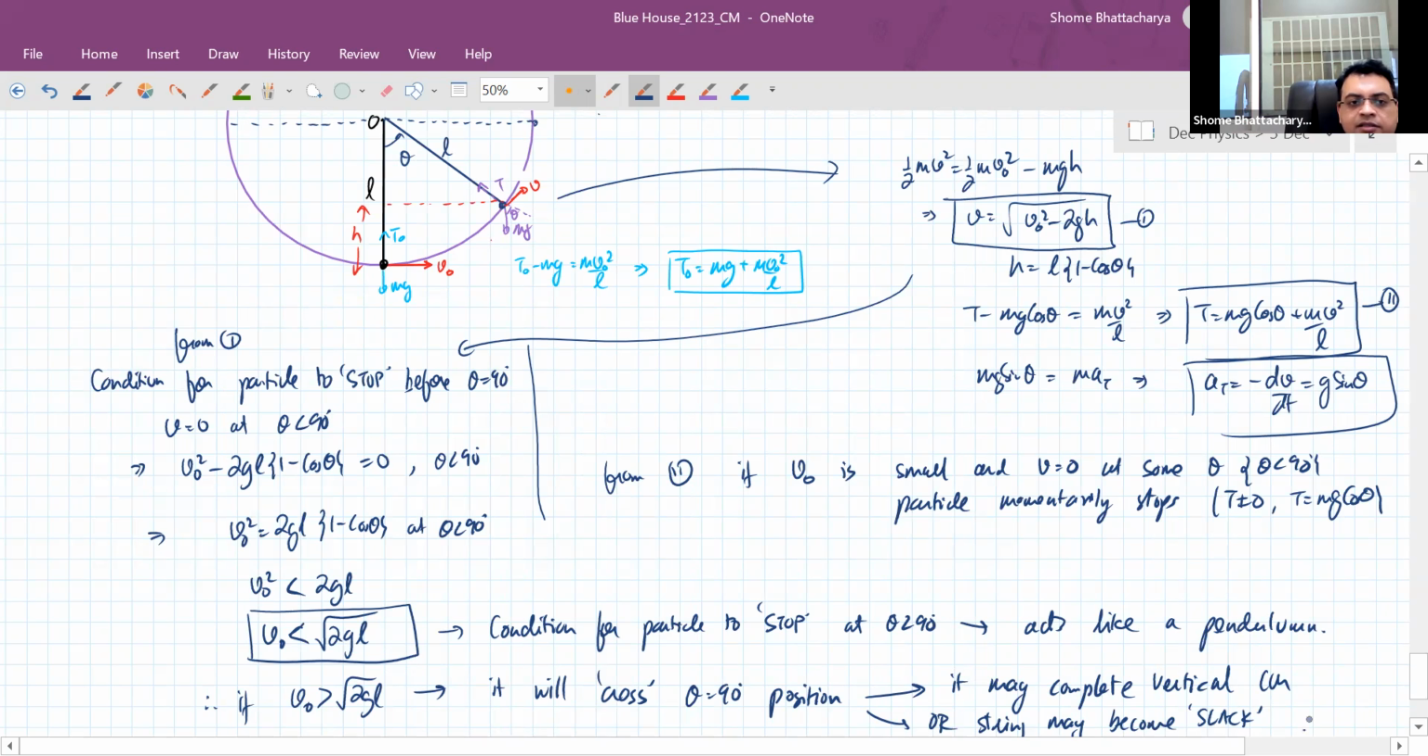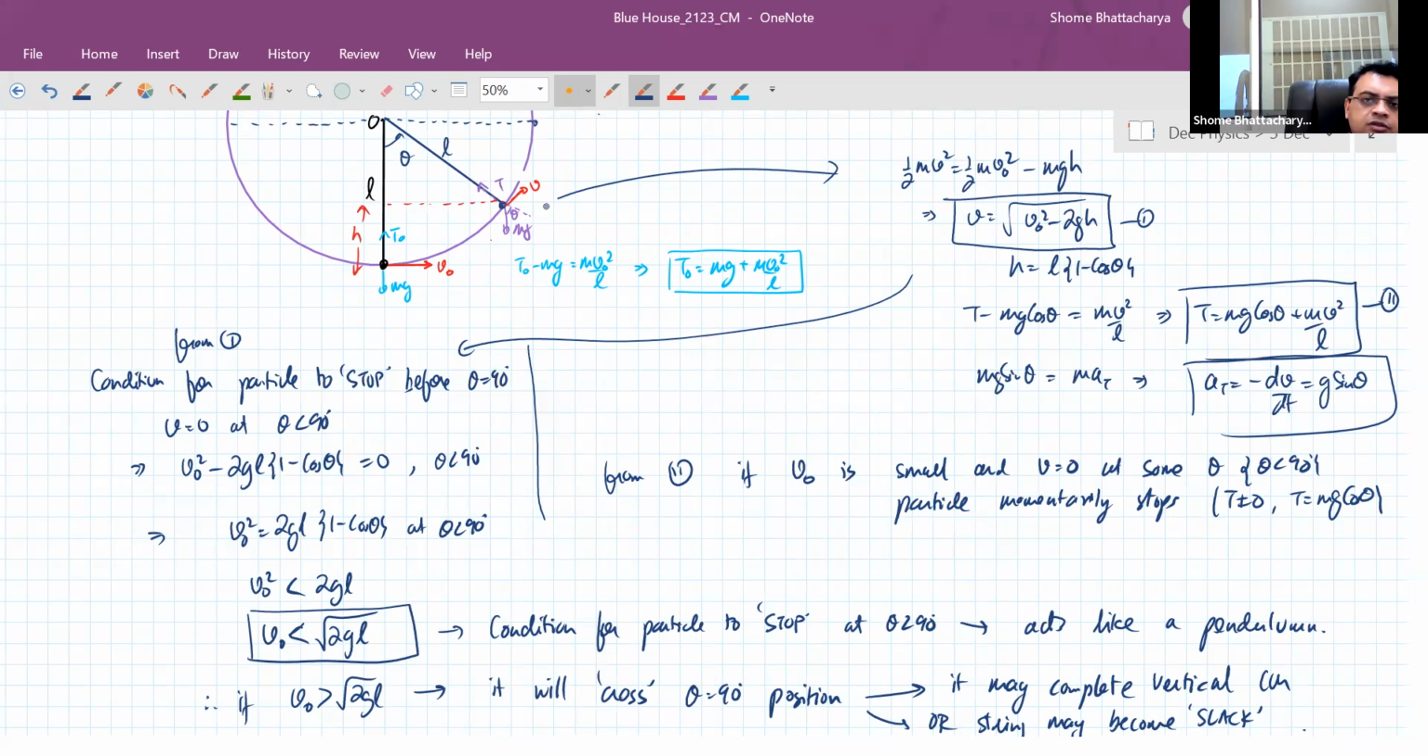If it is quite a bit greater, then it will have enough momentum to complete the vertical circular motion. But if it is only slightly greater than root 2gl, and we'll see by slightly greater what I mean in terms of value exactly, then it won't have enough momentum, and therefore it will not be able to complete the vertical circular motion. Before it reaches the highest point, at some point in between, the thread will slacken and the particle will fall off into a projectile motion. It will not be able to continue in vertical circular motion.